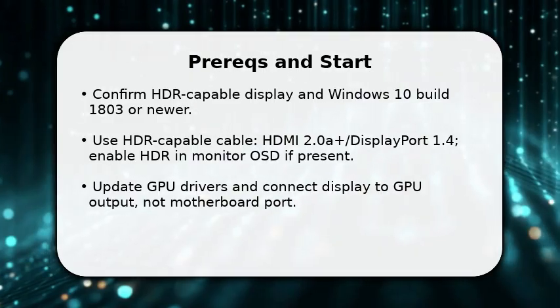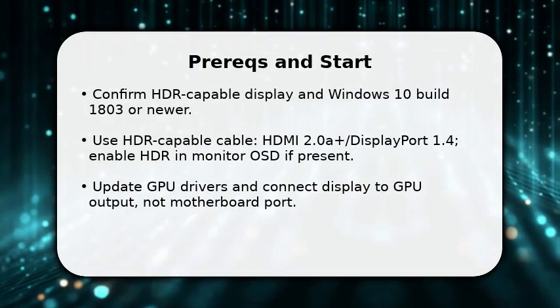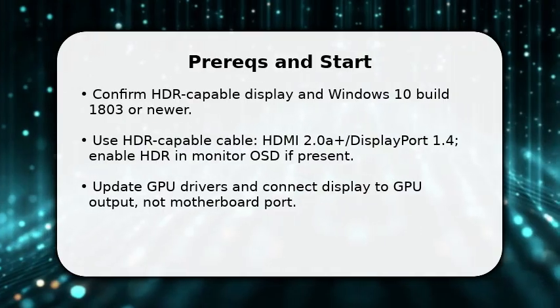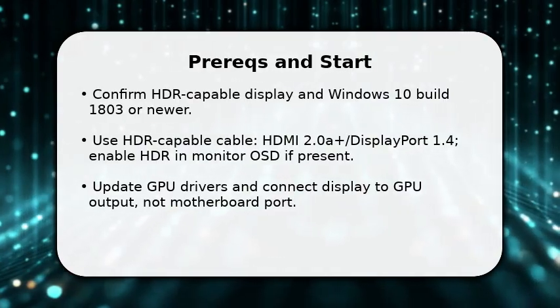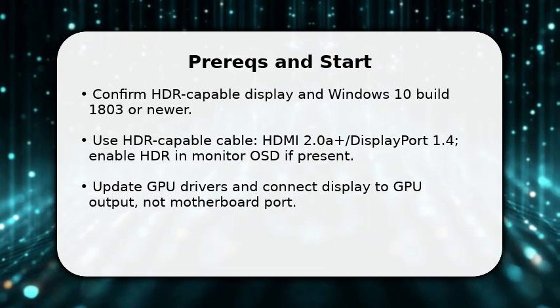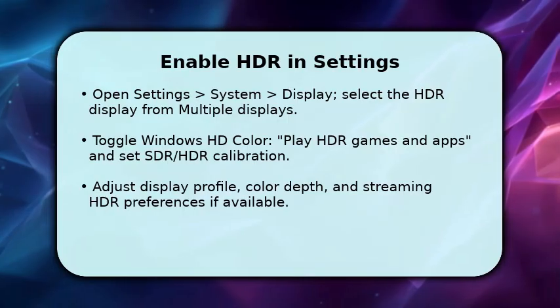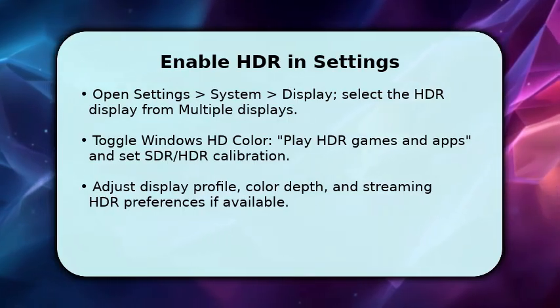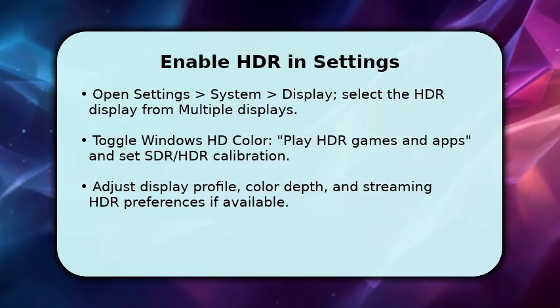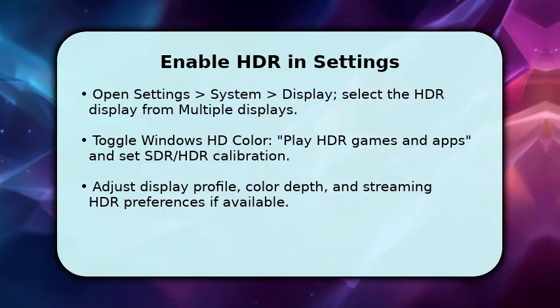Next, open Settings and head to System Display to begin. This is where Windows exposes HDR controls. Start here to officially hand HDR control to the OS, rather than the monitor alone. Now you enable HDR in Windows. Select the HDR monitor in Display Settings. Once selected, toggle Play HDR Games and Apps on.